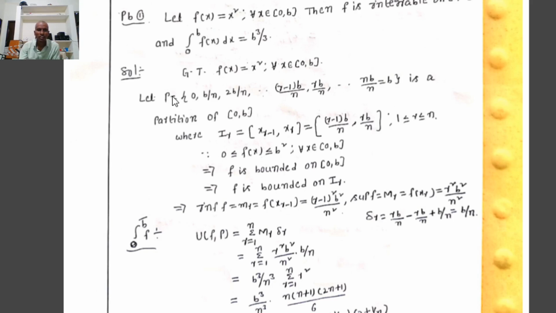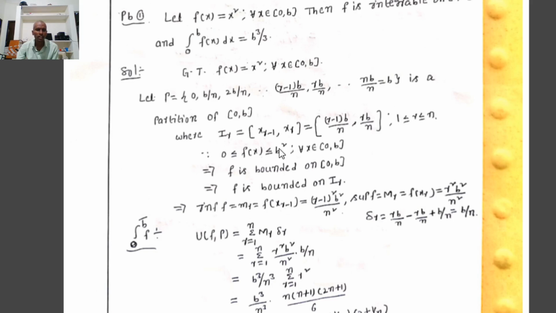Since we are given that f(x) = x² for all x in the closed interval [0, b], substituting x = 0 in f(x) gives 0² = 0. Substituting x = b in x² gives b². Therefore, 0 ≤ f(x) ≤ b² for all x in [0, b]. Suppose b = 1, then 0 ≤ f(x) ≤ 1; if b = 2, then 0 ≤ f(x) ≤ 4.